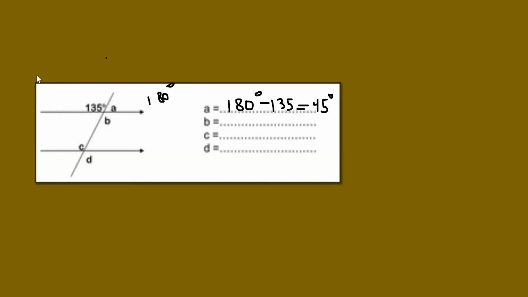What about B? B is opposite with 135. Opposite angles are equal. So directly also B equals 135. Why? Because they are opposite angles.